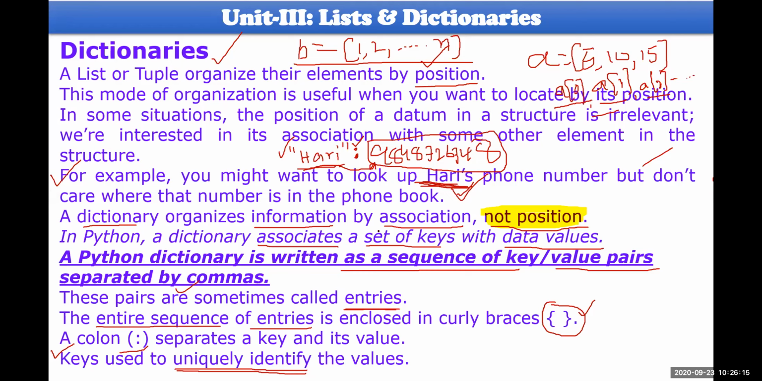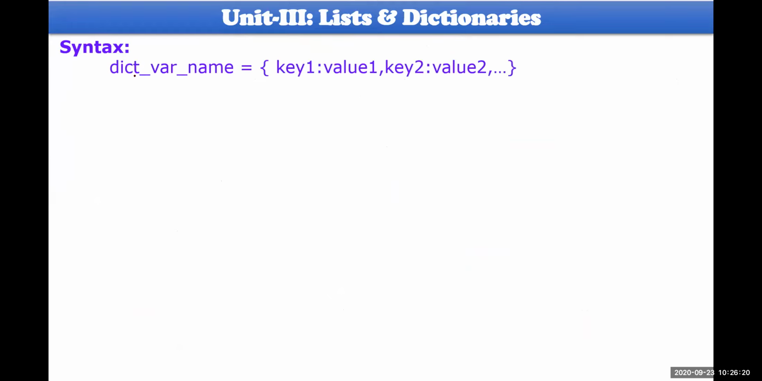So let us take the dictionary syntax. The syntax is any dictionary variable you take into consideration, equal to curly bracket open, key1 colon value1 comma, key2 colon value2 comma, and so on. Key1 and value1 will be separated by a colon. So this key is associated with this value. Otherwise, this value is associated with this particular key.